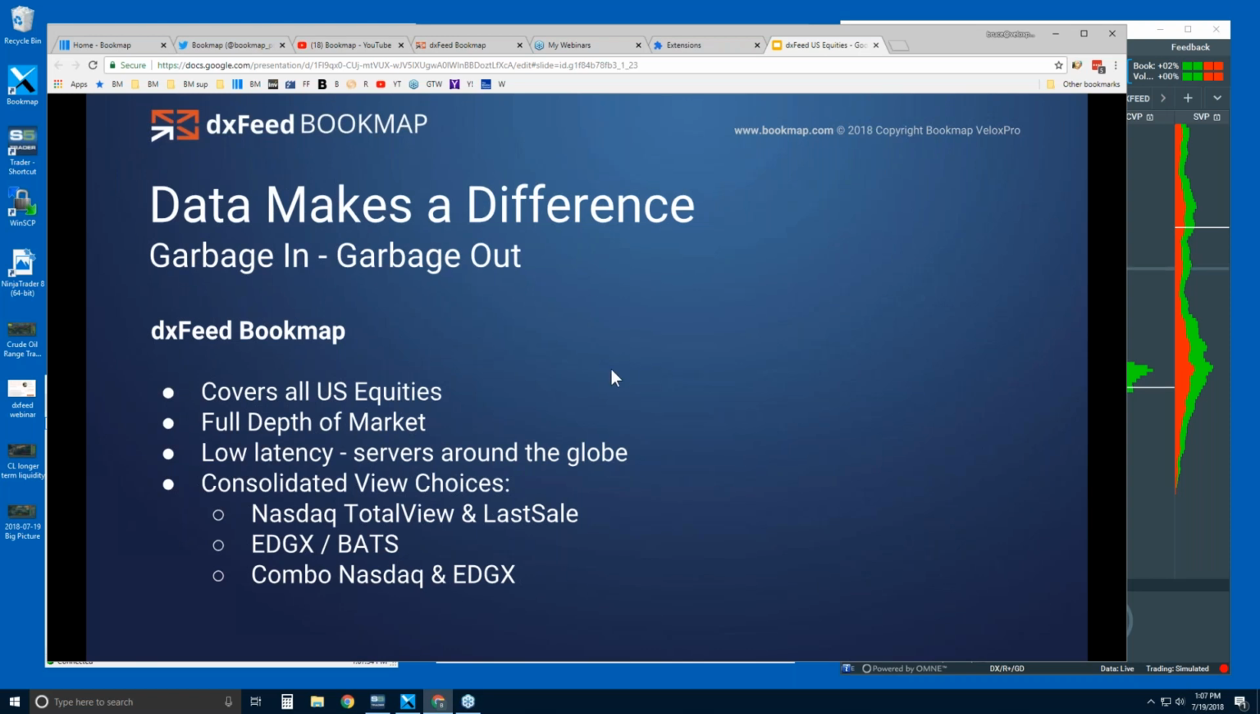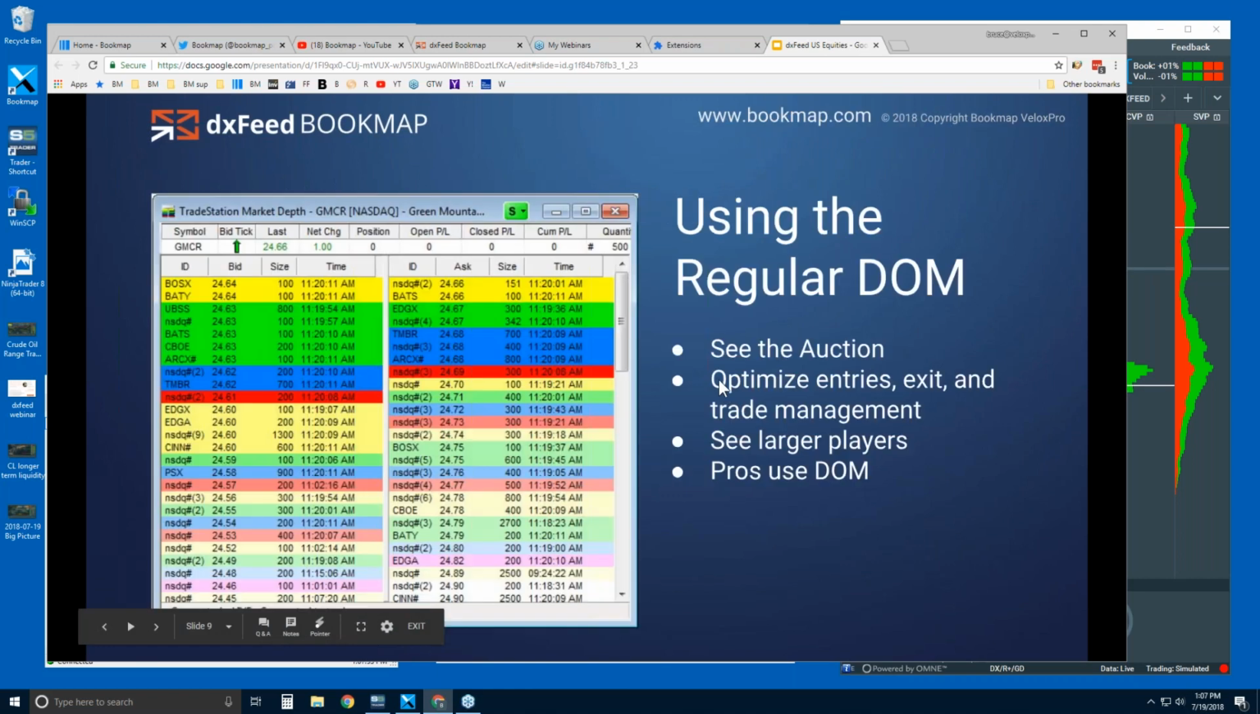dxFeed Bookmap covers all US equities, with full depth and low latency. We have servers around the globe, and you have some choices here, which I'll get into at the end of the webinar. The choices are NASDAQ TotalView and Last Sale, EDGX, which is BATS, or a combination of both.